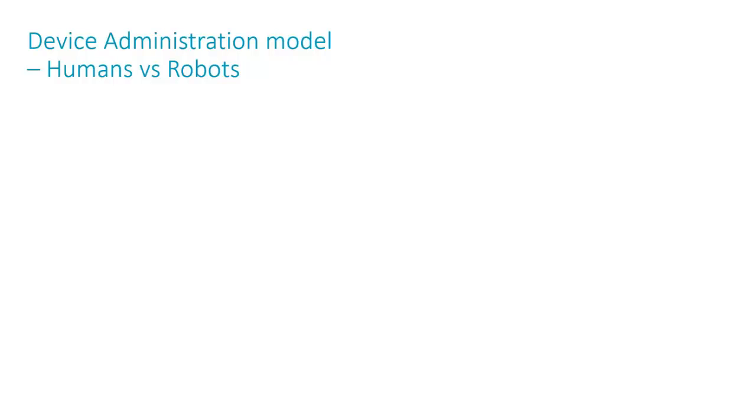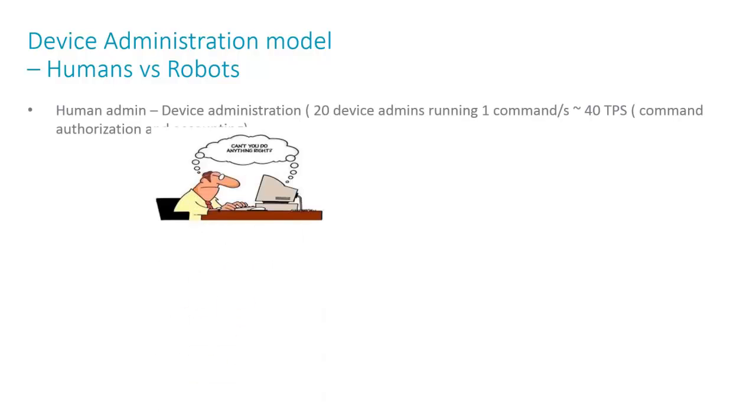One is human admins. I used to be a system administrator, and all I did before joining Cisco was logging into the network devices and performing certain commands and look at the results and make sure the results are valid. So those are human administrators. And for example, if you look at the performance for human administrators, say for 20 device admin running one device, one command per second, the performance would be 40 transactions per second.